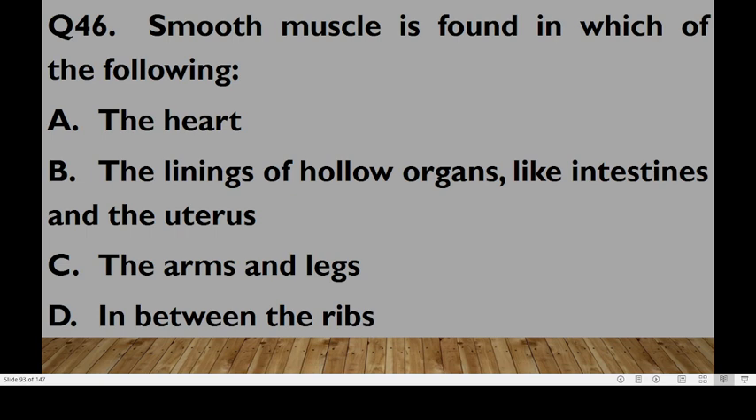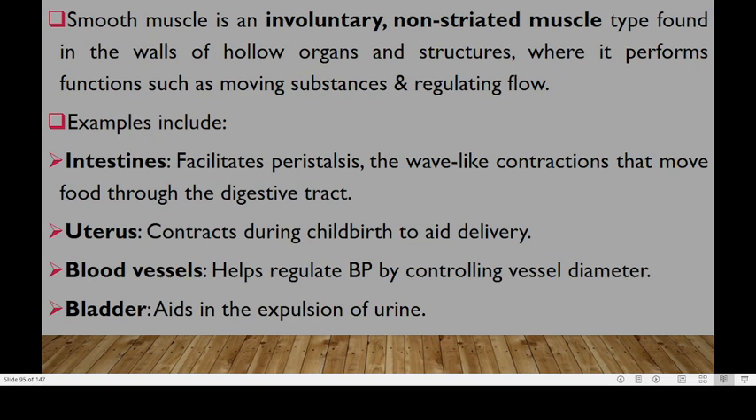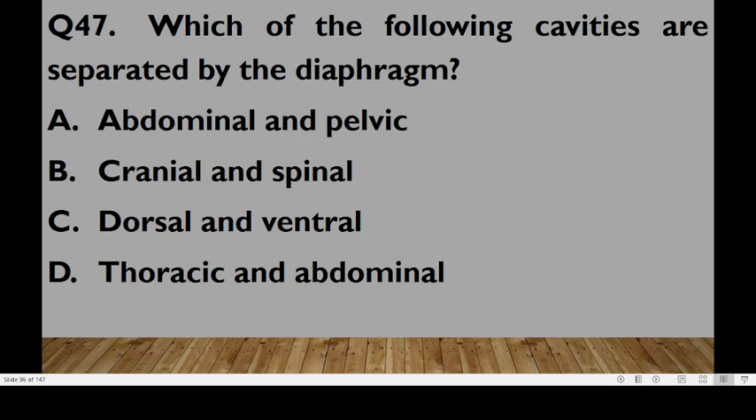Smooth muscle is found in which of the following? Smooth muscles will be found in the lining of hollow organs like the intestine and the uterus. Remember, smooth muscles are involuntary and non-striated. Examples: they could be found in the intestines, the uterus, blood vessels, and the bladder.